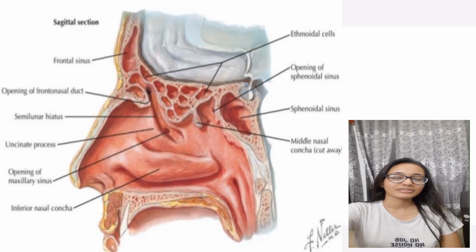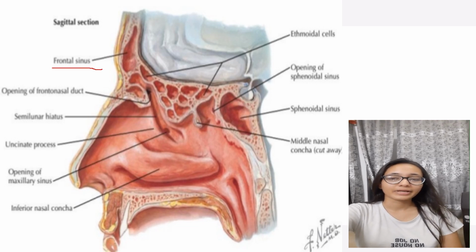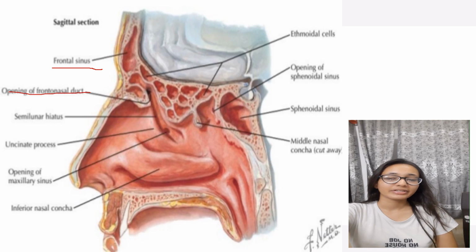This frontal sinus drains into the frontonasal duct, which opens into the middle meatal area. Since its drainage is held by gravity, it is also called early morning or office headache.